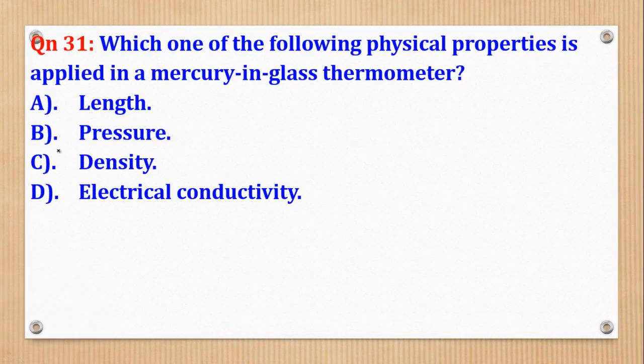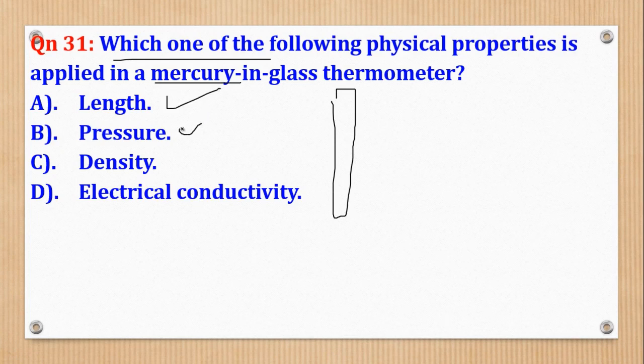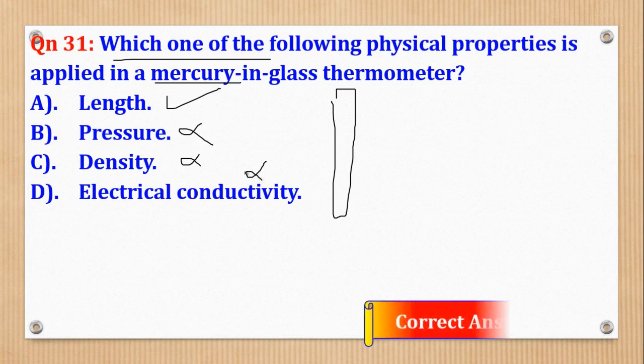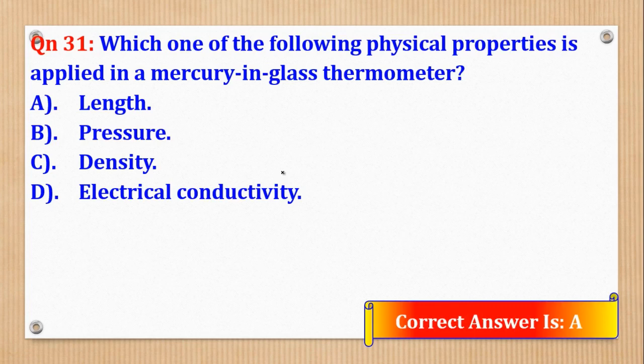Then question 31. Which one of the following physical properties is applied in a mercury in glass thermometer? Length, pressure, density, electrical conductivity. Remember, it involves a mercury in glass thermometer. We base on the length of the mercury column. So length is okay, but pressure is not okay, density and electrical conductivity are not okay. So we shall come and say that the correct answer is A.